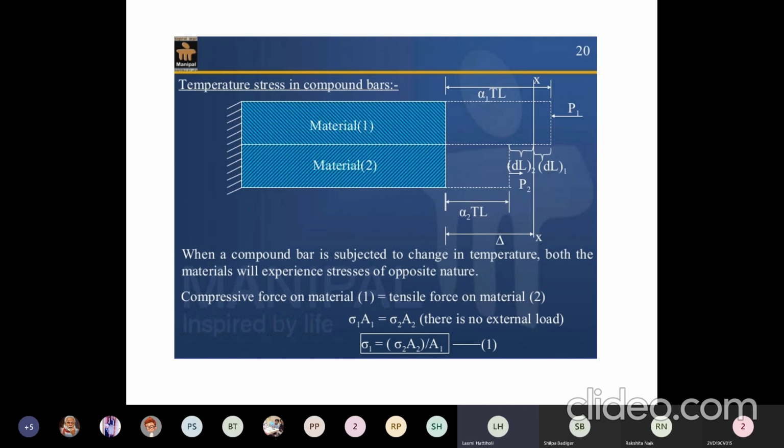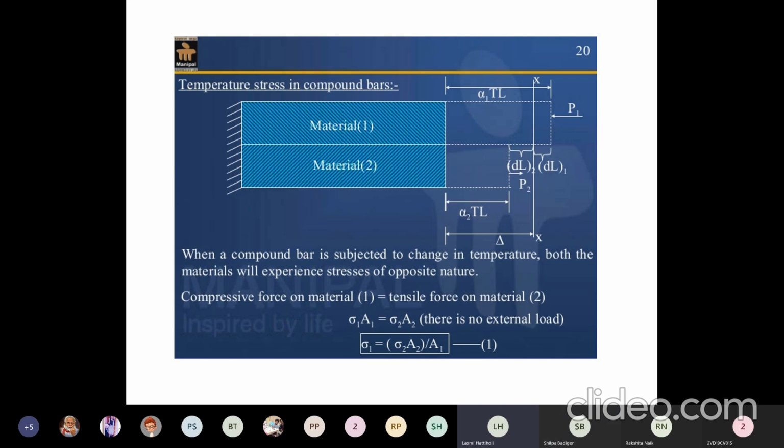How do I convert force into stress? Anybody? What did we define stress as equal to? Stress is load by area. Very correct. Then what is load equal to? Stress into area. Very correct. So please do understand, stress is equal to load by area. Now I need an equation in terms of stress for load. So load is equal to stress into area. Hope you have understood this.